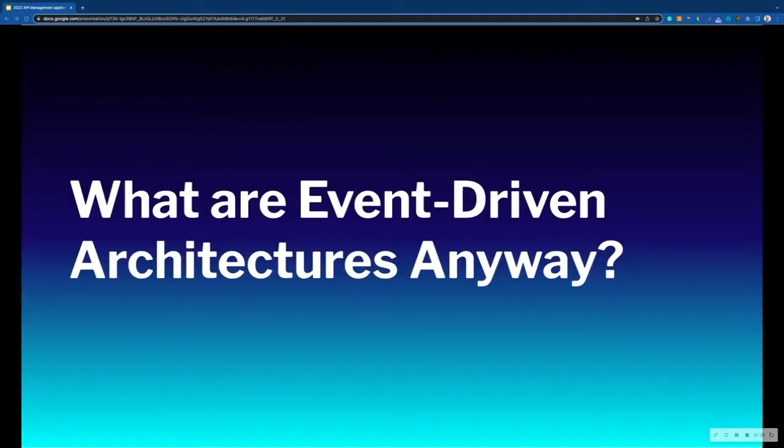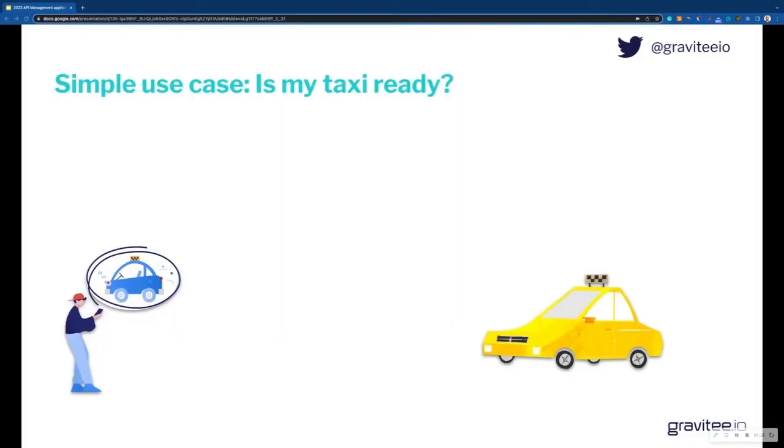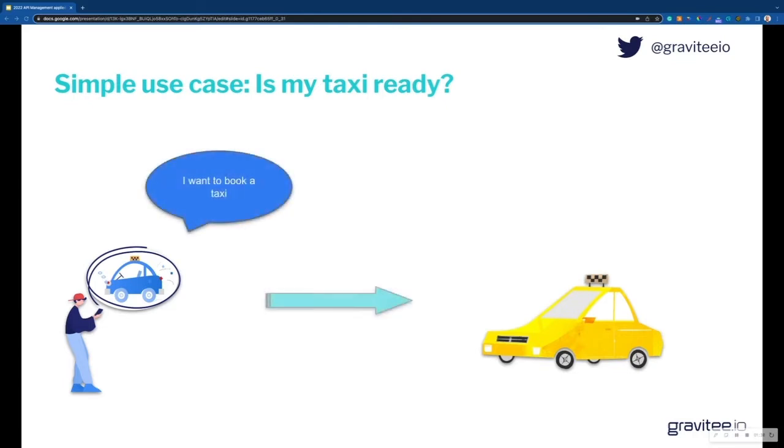But let's stop for a second and let's try to answer this question. What are event-driven architectures anyway? So let's introduce this concept with a very simple example, which you're probably familiar with. Let's assume you are using your favorite taxi service application. You would use your mobile phone to send your location and request a taxi. You will then receive a notification that your booking is confirmed and that the taxi is due to arrive soon.